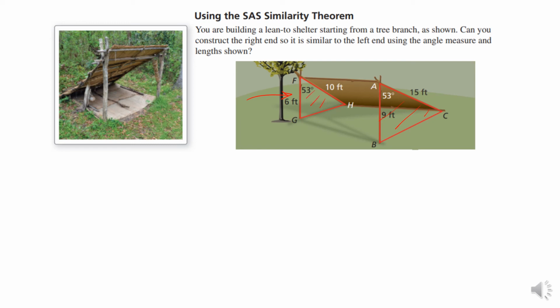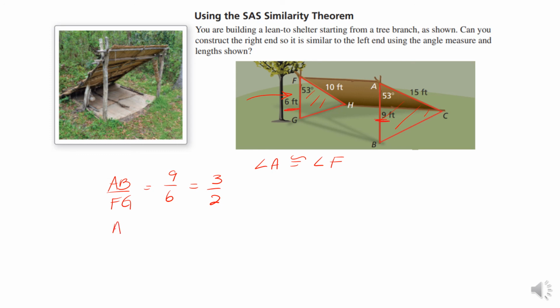So the first thing that you should notice is that angle A is congruent to angle F. That is the only angle that they give you. So now I'm going to check the ratio of the sides that are connected to these angles. I'm first going to compare AB to FG, and that is 9 over 6, which simplifies to 3 over 2. So those sides are set up in the ratio 3 over 2.